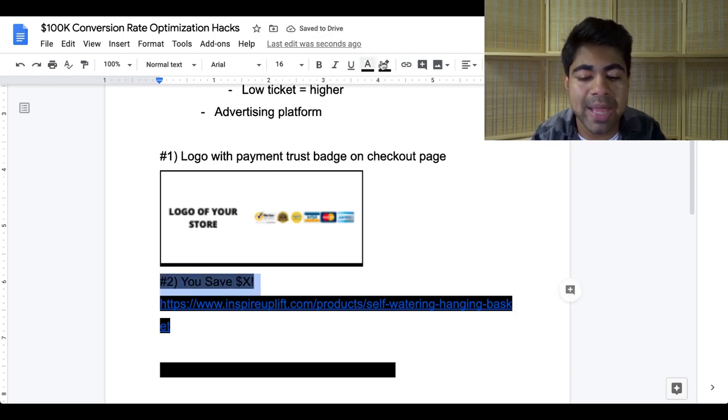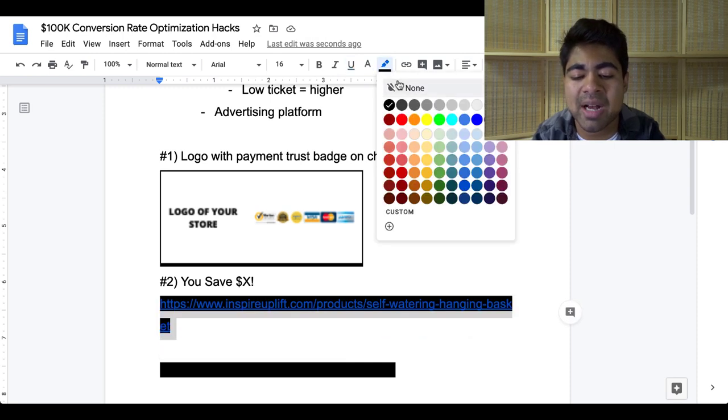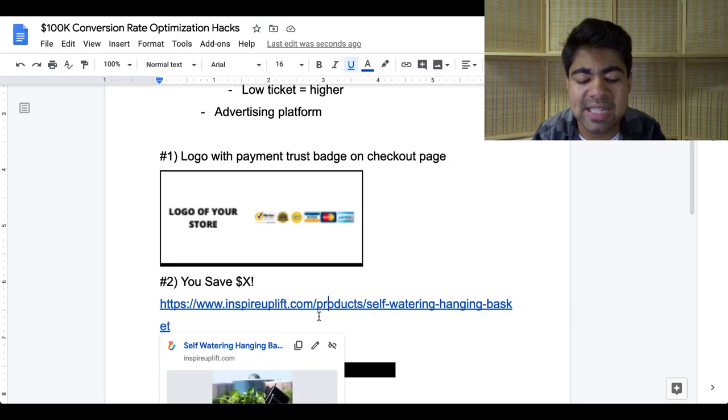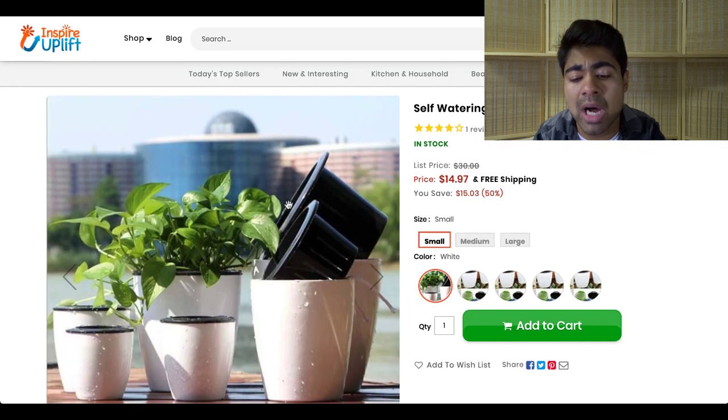Let's move on to hack number two, and that is putting a specific piece of text under the price on the product page. And this specific text is known as the "you save X amount of dollars," which is directly visible on, again, the product page. So to give an example of what I mean by this, I'm directly linking to one of the better e-commerce stores out there, which is Inspire Uplift. And if we go ahead and go onto one of their product pages, we can see exactly what I mean.